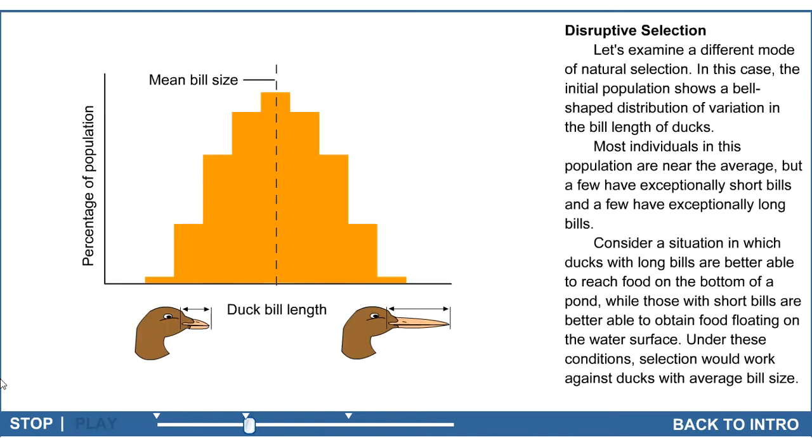Let's examine a different mode of natural selection. In this case, the initial population shows a bell-shaped distribution of variation in the bill length of ducks. Most individuals in this population are near the average, but a few have exceptionally short bills and a few have exceptionally long bills. Consider a situation in which ducks with long bills are better able to reach food on the bottom of a pond, while those with short bills are better able to obtain food floating on the water surface. Under these conditions, selection would work against ducks with average bill size.